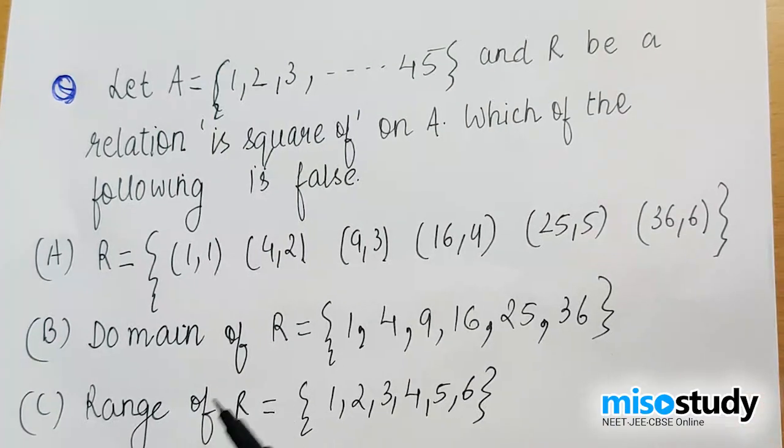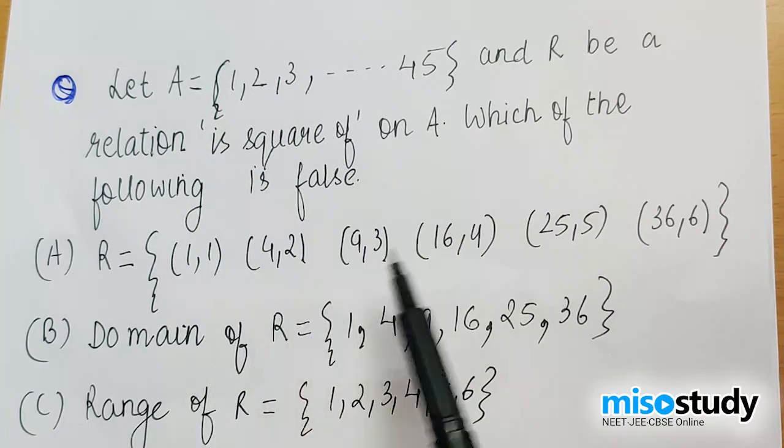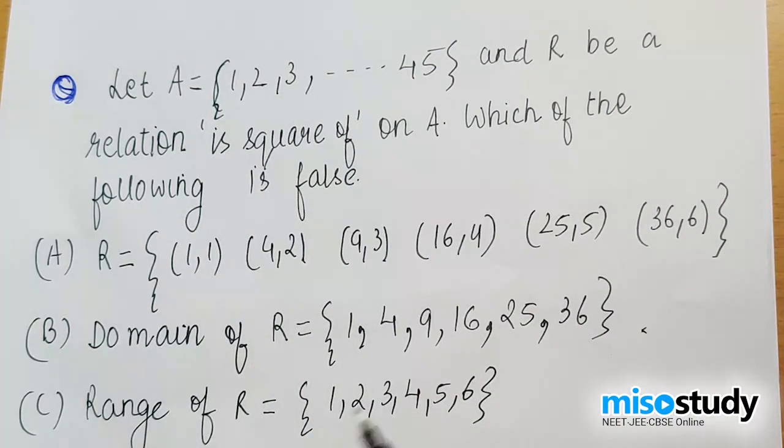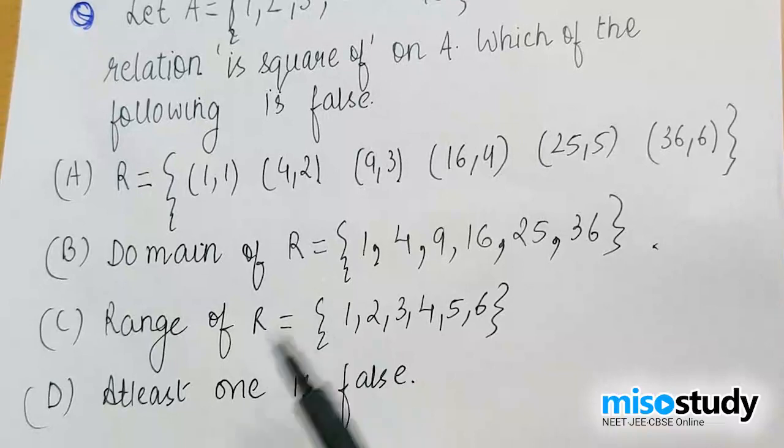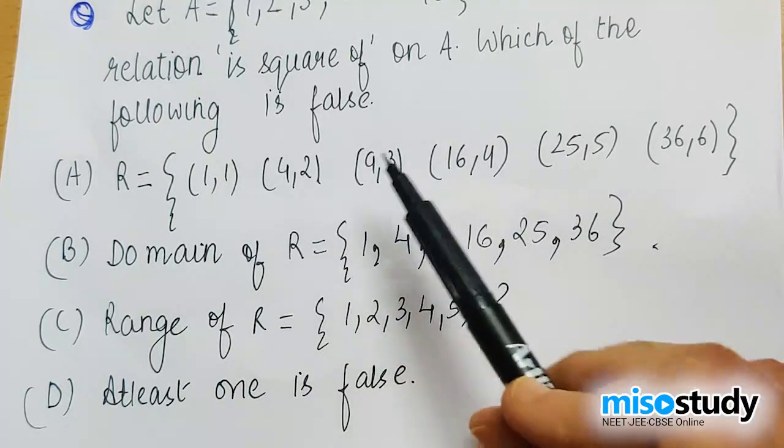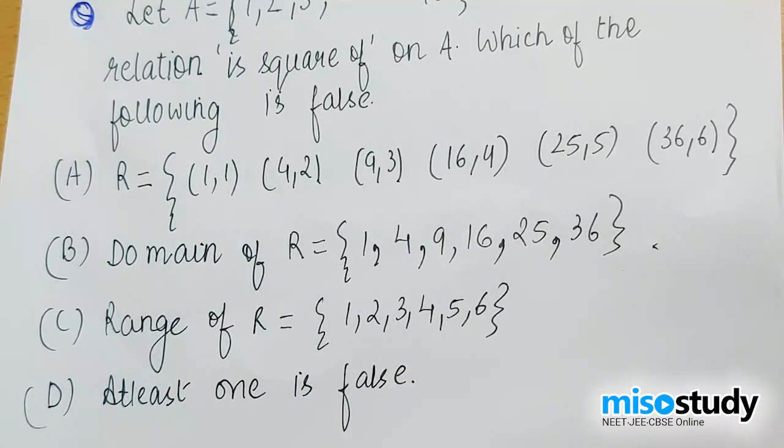In a similar way, the domain of R is 1, 4, 9, 16, 25, 36. According to this, the domain is completely okay. And the third one is the range of R is 1, 2, 3, 4, 5, 6. According to this, the range is also completely okay. Now option D is "at least one is false".